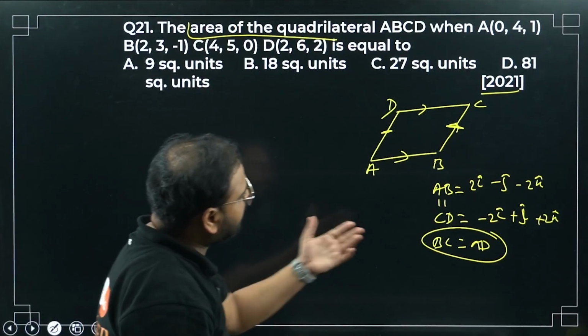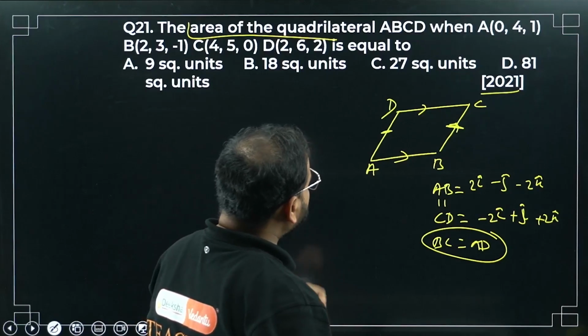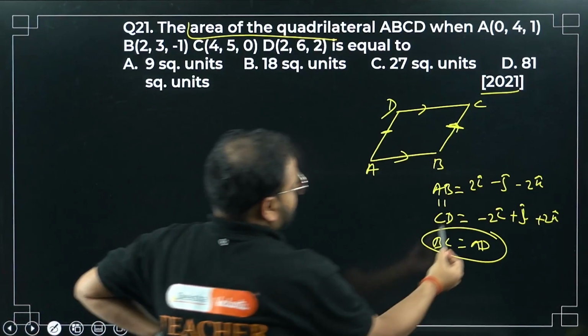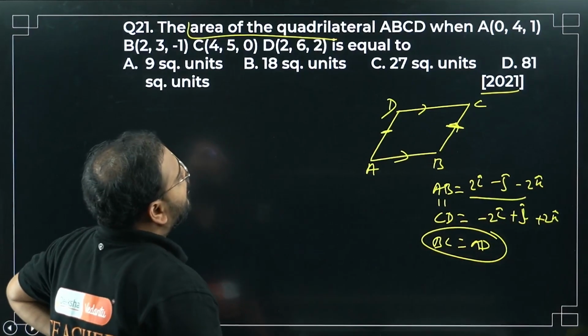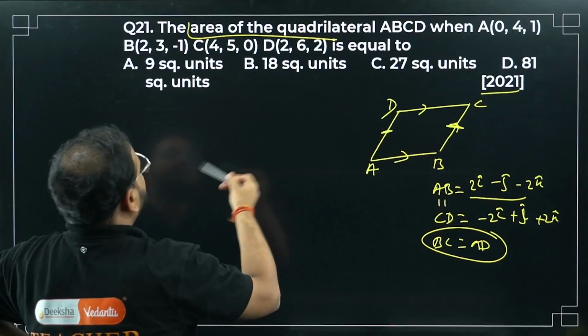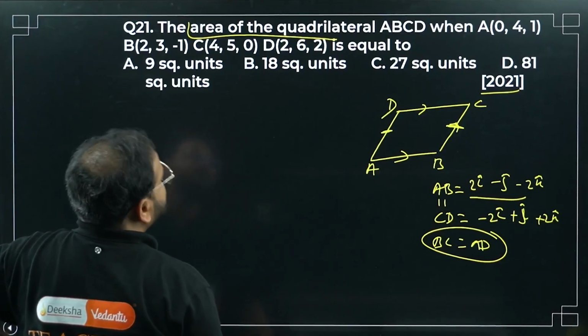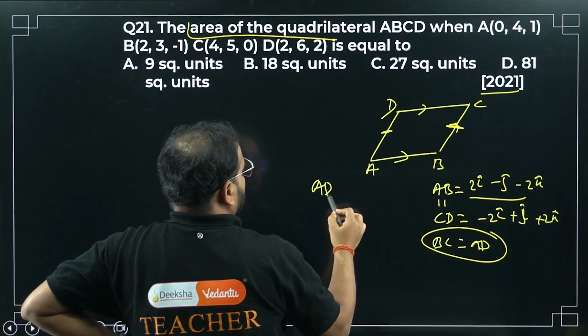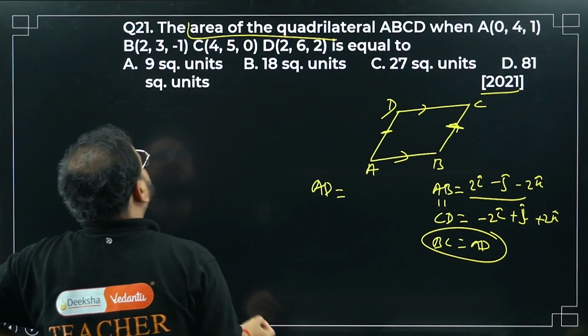See, I have already found the AB, right? Can I find AD also? Please check. AB is 2 minus 0, 3 minus 4, so minus 1, and minus 1 is minus 2. Let's find AD also. Quickly find AD also. What's AD going to be? AD, A to D.